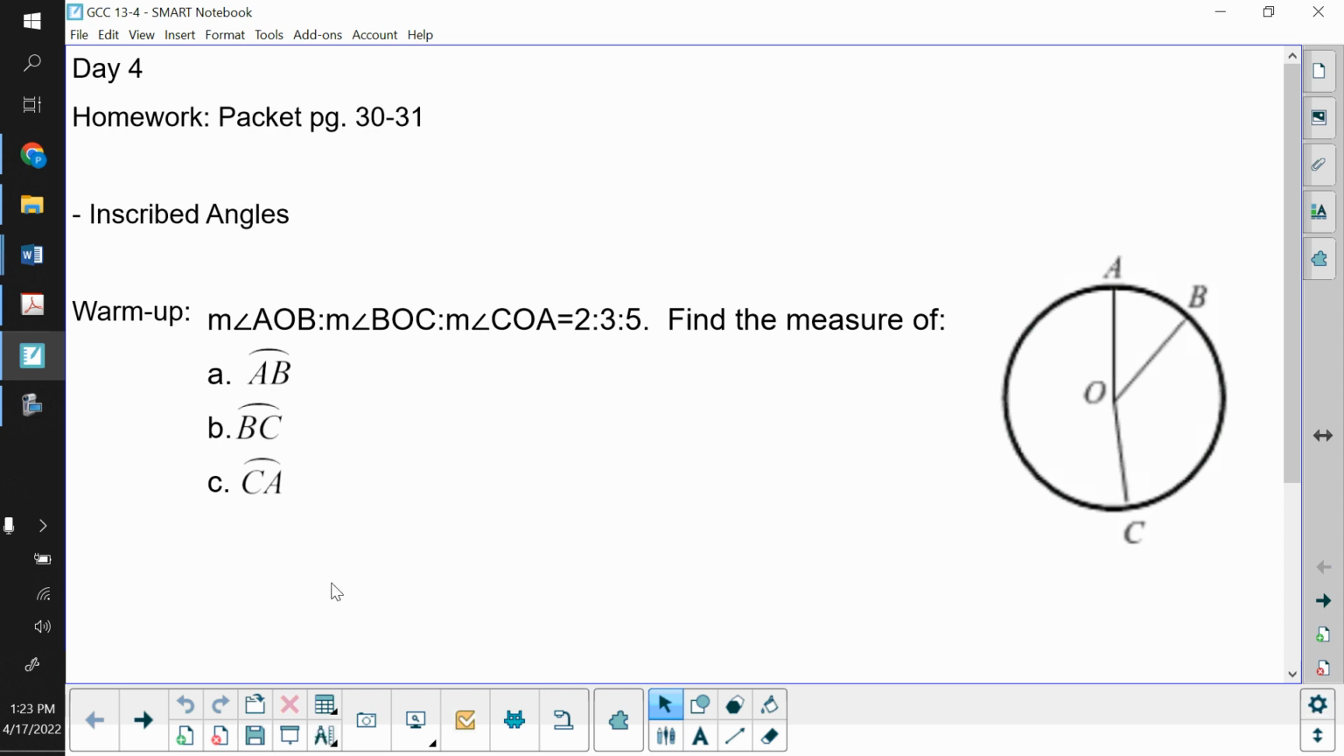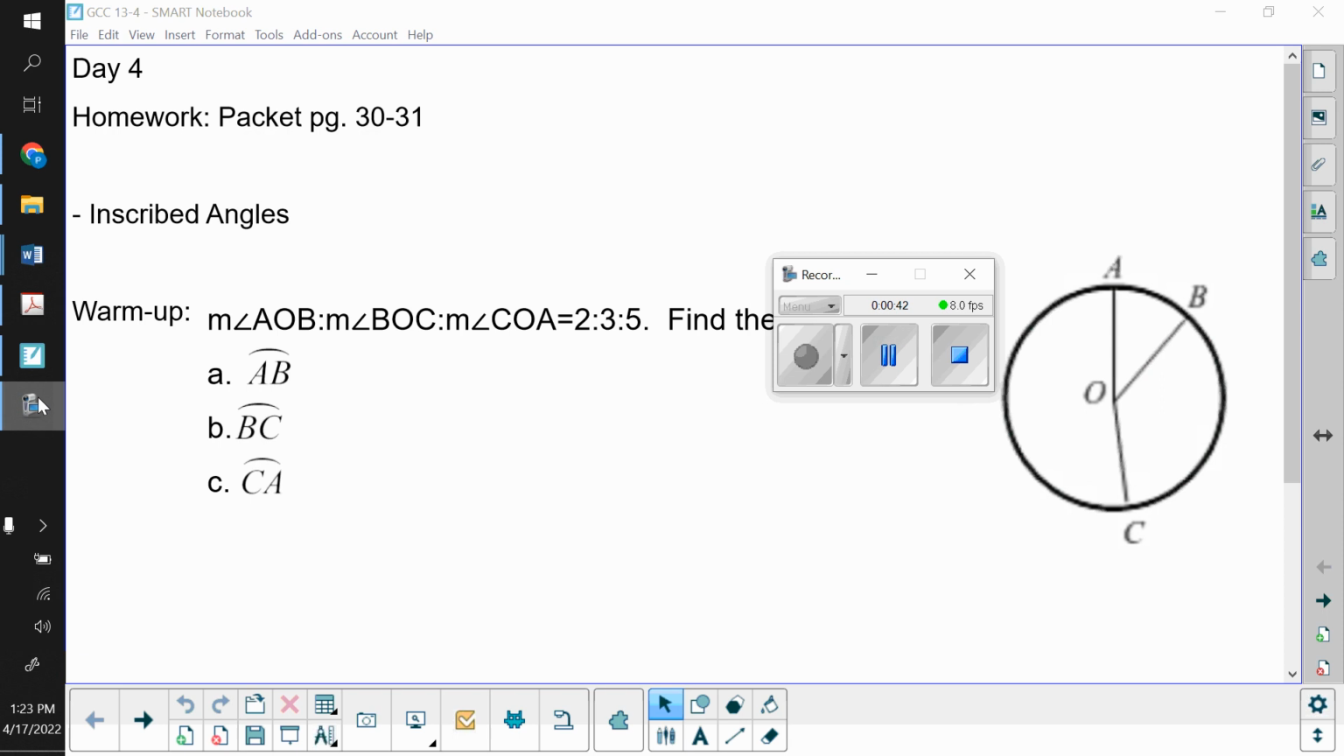So we're going to pause for 3 minutes to allow you to do the warm-up.